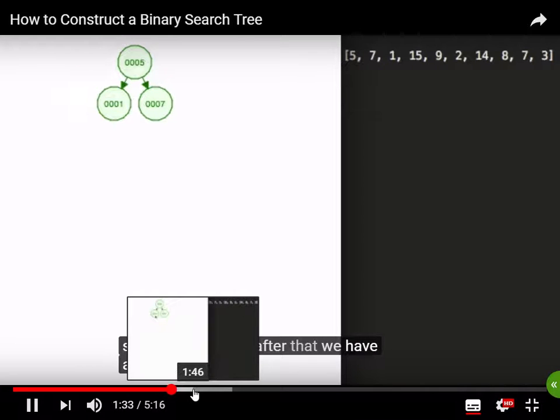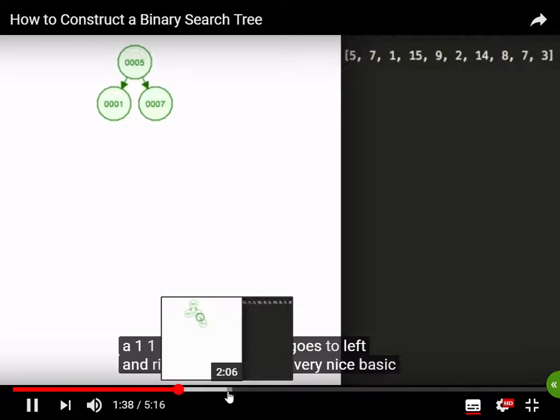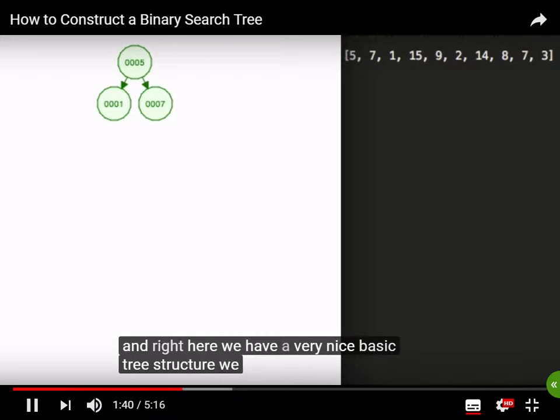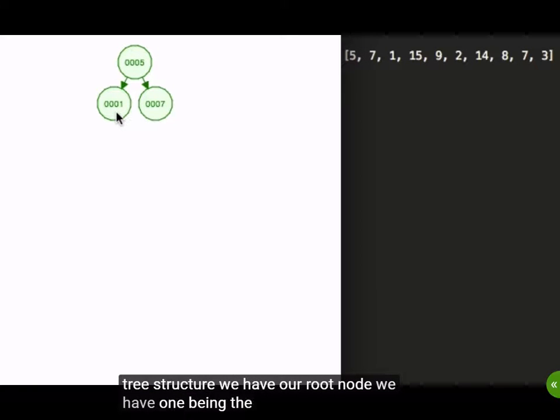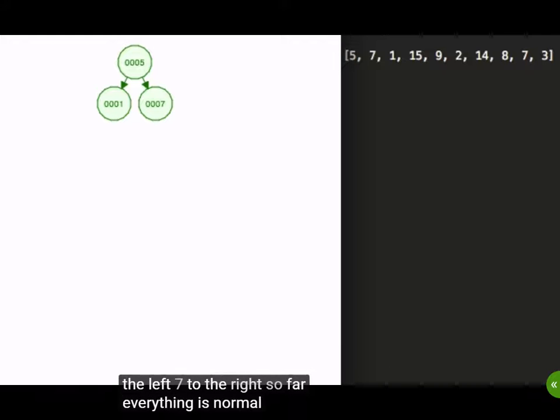1 is less than 5, so it goes to the left. And right here we have a very nice basic tree structure. We have our root node. We have 1 being the item or the node to the left, 7 to the right. So far everything is normal.